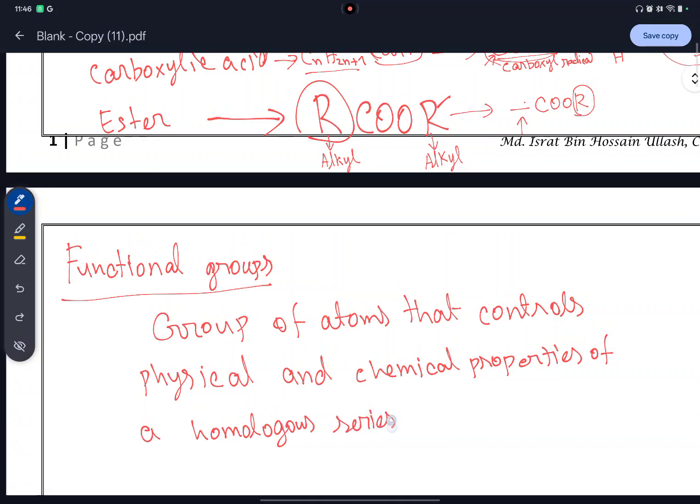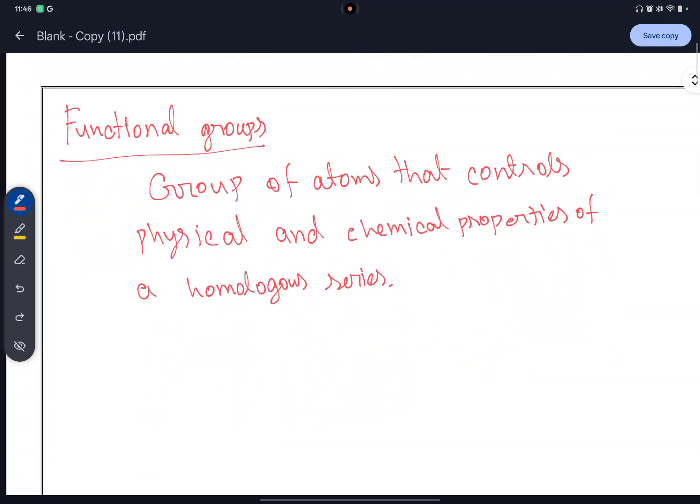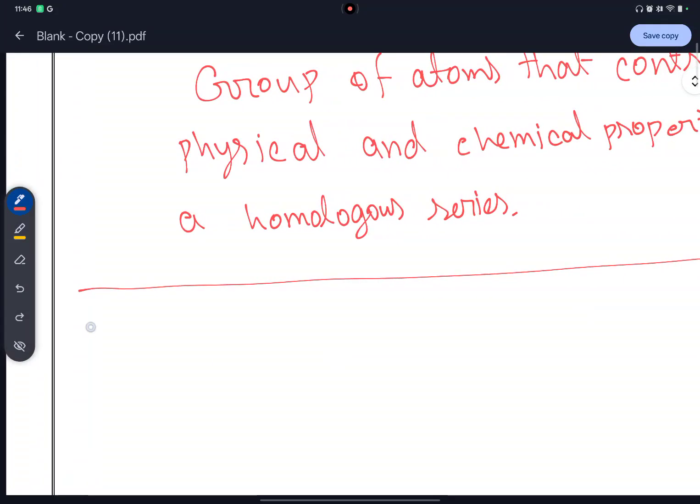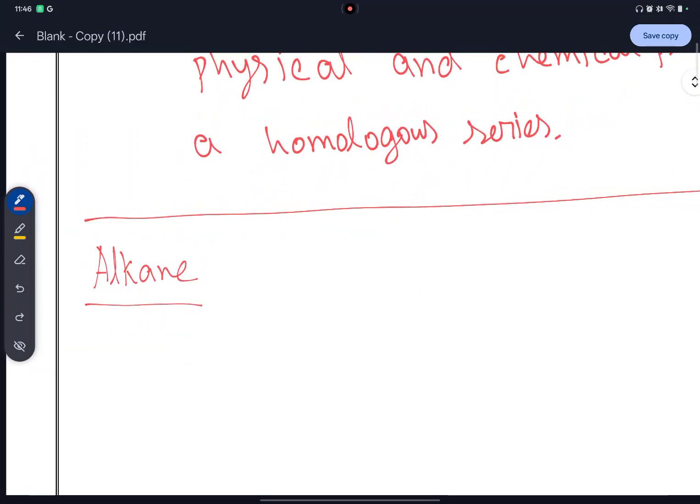I gave the examples previously. Let's move to our first homologous series. Our first homologous series will be alkane. So alkanes are obviously hydrocarbons, and you already know they do not have any functional groups. Also, alkanes are called saturated hydrocarbons.